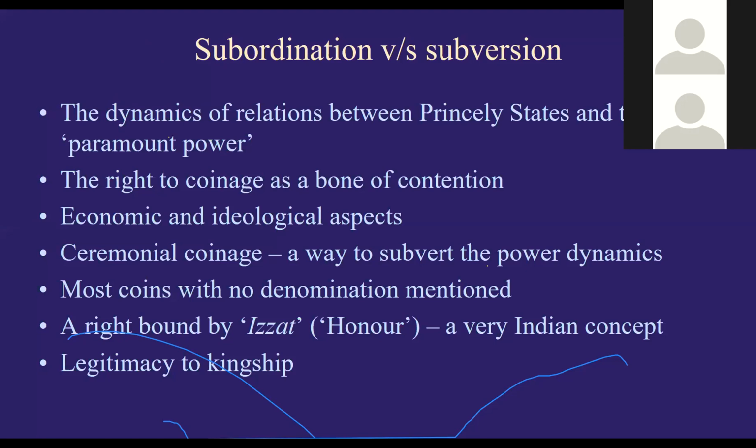So the British tried to stop these rulers from striking coins in as many ways as they could. And there is a whole lot of papers that one can consult in the foreign department's correspondence in the National Archives of India in New Delhi that talks about these dynamics, how they were evolving, and why the British were not really happy with these Maharajas having their own coins.